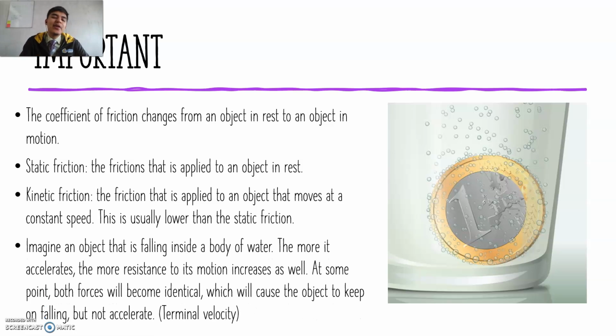All right, and now we're going back to the example that we have on the right. Imagine an object that is falling inside a body of water. The more it accelerates, the more the resistance to its motion increases as well. At some point, both forces will become identical, which will cause the object to keep on falling, but not accelerate. We know this as terminal velocity.